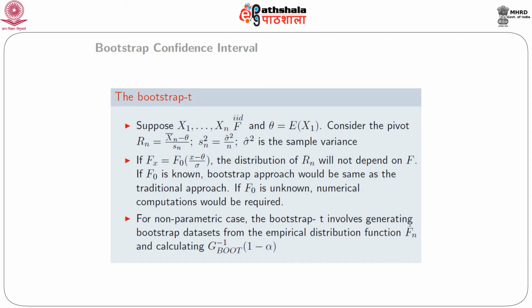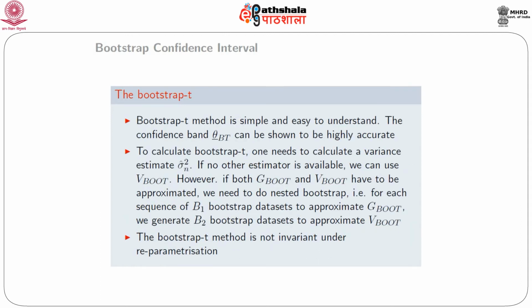So, for the non-parametric case, the bootstrap t would involve generating bootstrap datasets from the empirical distribution Fn hat and calculating G boot inverse of 1 minus alpha, instead of the true one. The advantage of the bootstrap t method is that it is simple and easy to understand. The confidence bound theta under bar BT can be shown to be highly accurate, but there are disadvantages, and the disadvantage is that we need a variance estimator sigma hat n squared.